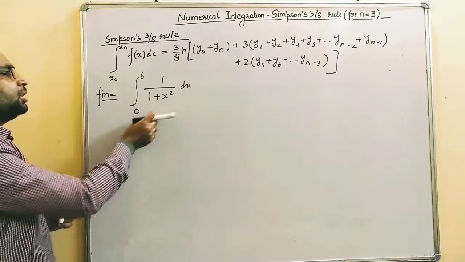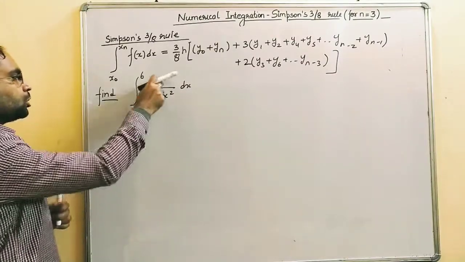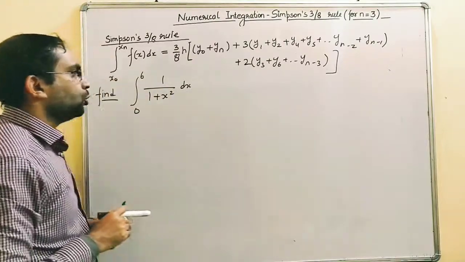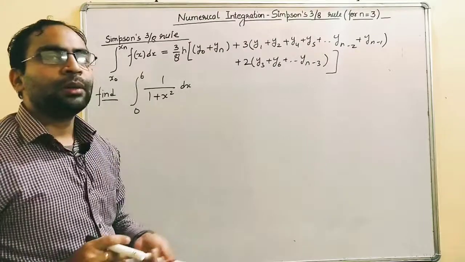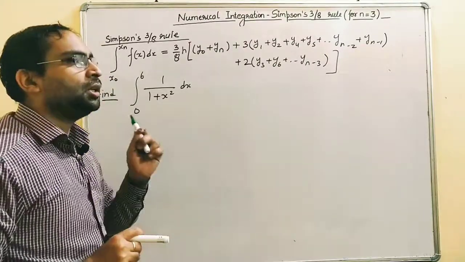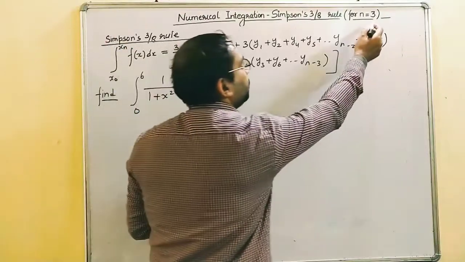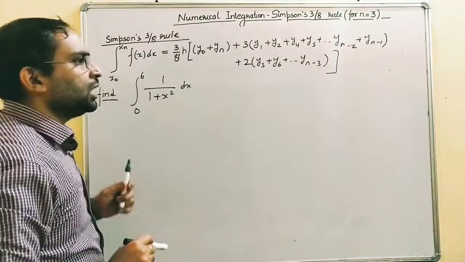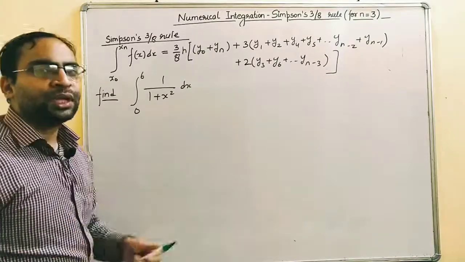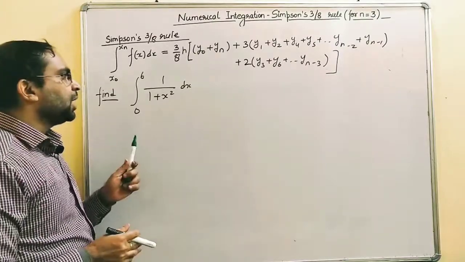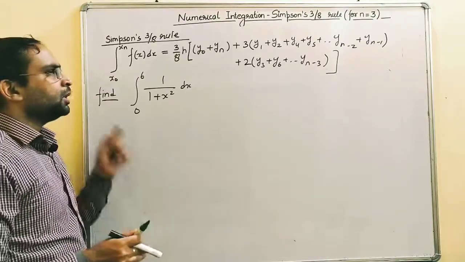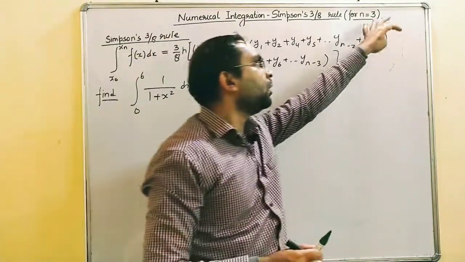We have to find the integral from 0 to 6 of 1 upon 1 plus x square dx with the help of Simpson's 3 by 8 rule. First decision, number of intervals. As you know, here the number of intervals has to be a multiple of 3. So in this case we can have 3 intervals, or we can have 6 intervals. Let's say if we are making 2 intervals, that will be right? No, that will be wrong, because 2 is not a multiple of 3.